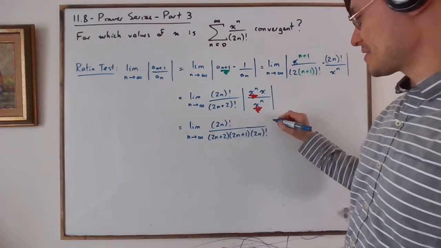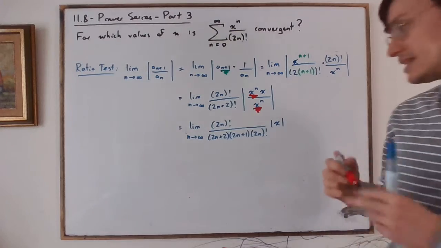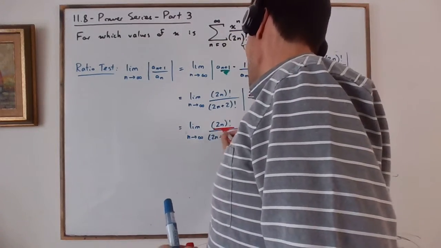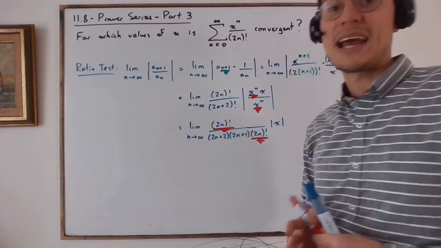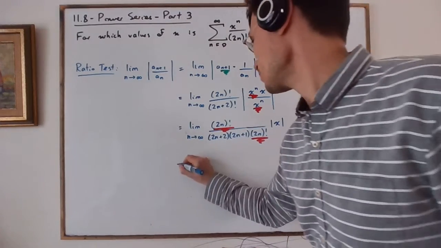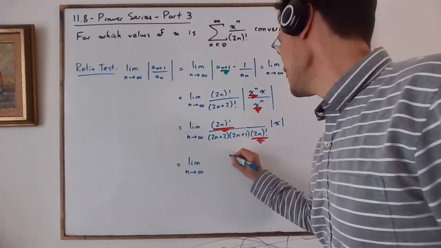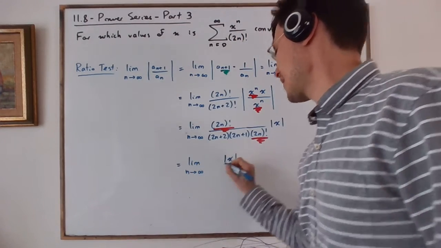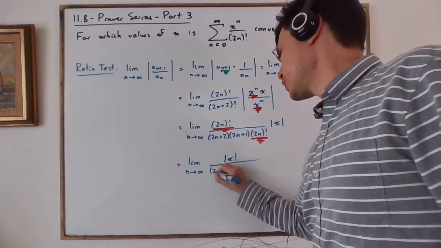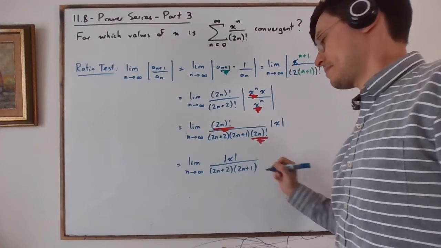Now, this over this, we know we're going to have the absolute value of x. And now, as you can see, you achieve the purpose. This and this cancel. So the final limit is the limit as n approaches infinity of the absolute value of x divided by 2n plus 2 times 2n plus 1.